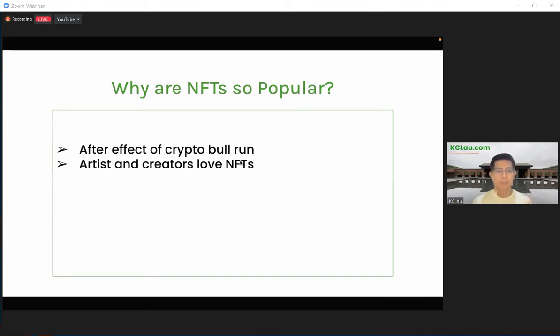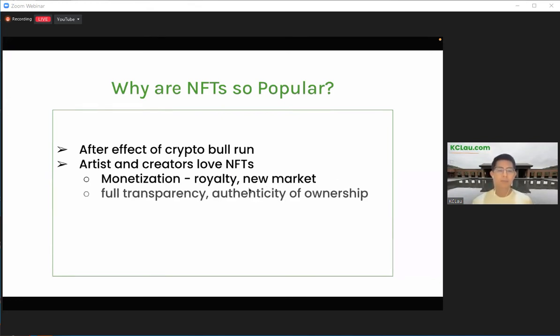So naturally, artists and creators love them. If I'm still a full-time artist, I'll probably have some NFTs created, right? Because it's monetization, you have a new market, and I think the technology is very good for full transparency, where you can authenticate the ownership.